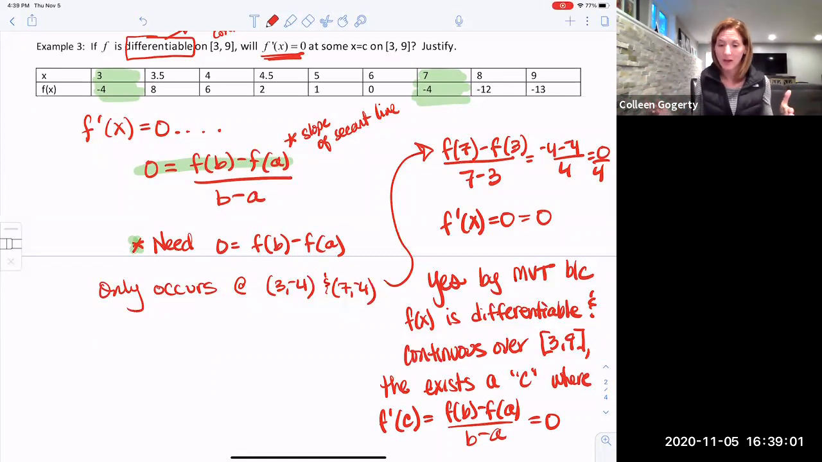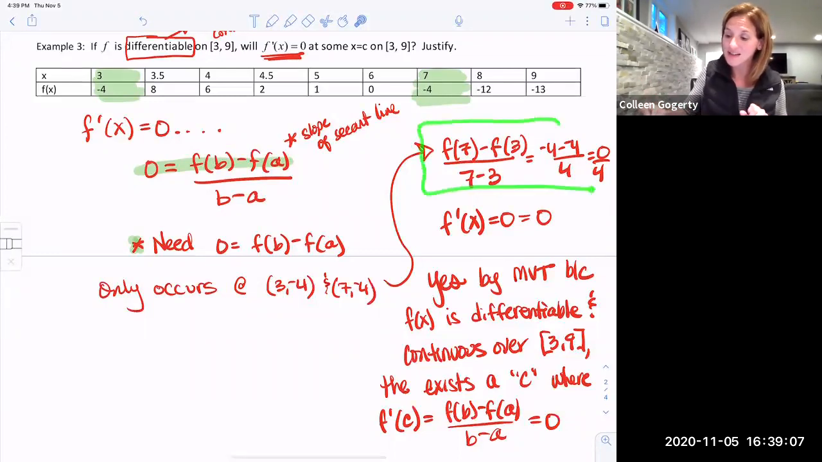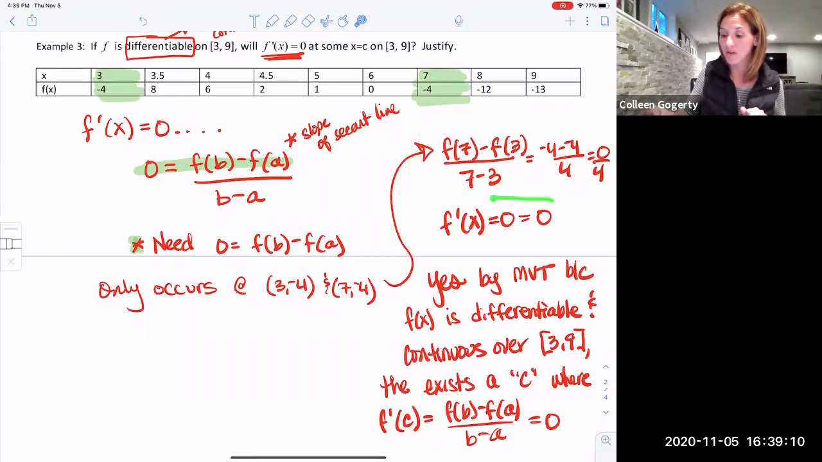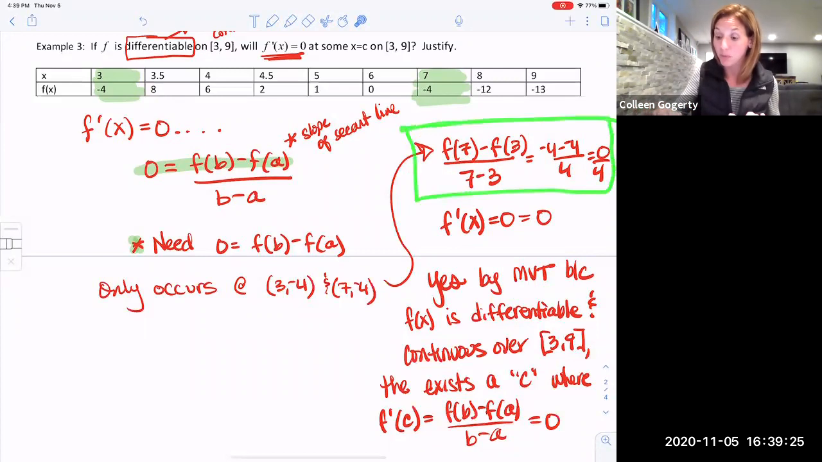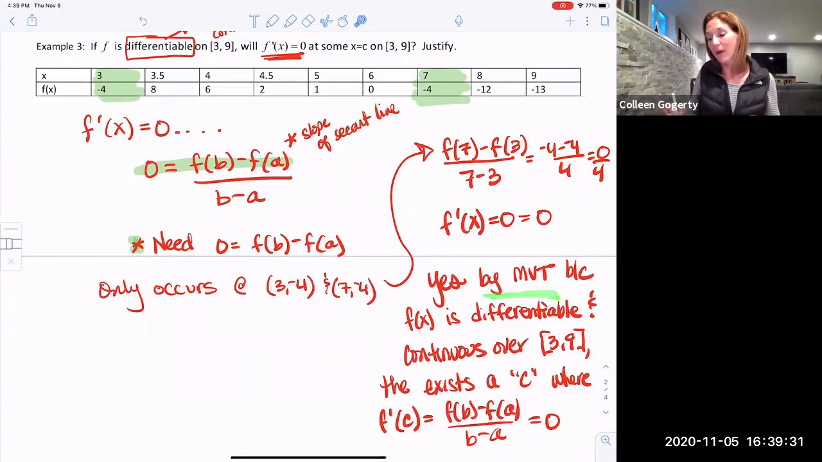So think about the work that we're doing. We're saying because the secant line ends up with a slope of 0, then there must be a tangent line with the same slope because they're parallel to each other. That's what mean value theorem is telling us. So we calculated the slope, proved that there is a slope of a secant line that is 0. And by the mean value theorem, then there must be a tangent line as well. Please don't get hung up on, hey, what is C? It didn't ask us for that. It just said, will there be some value of C?